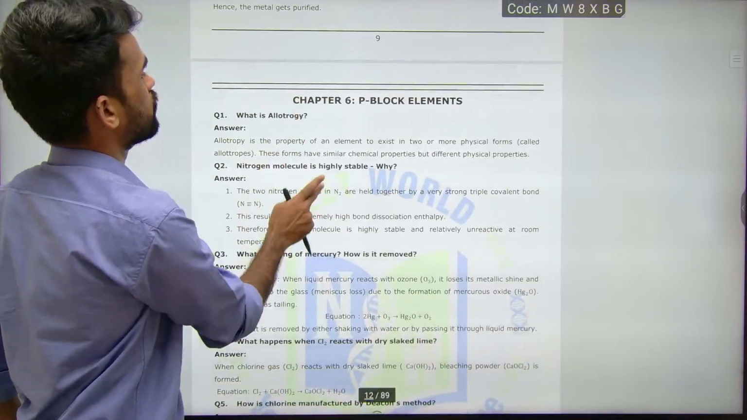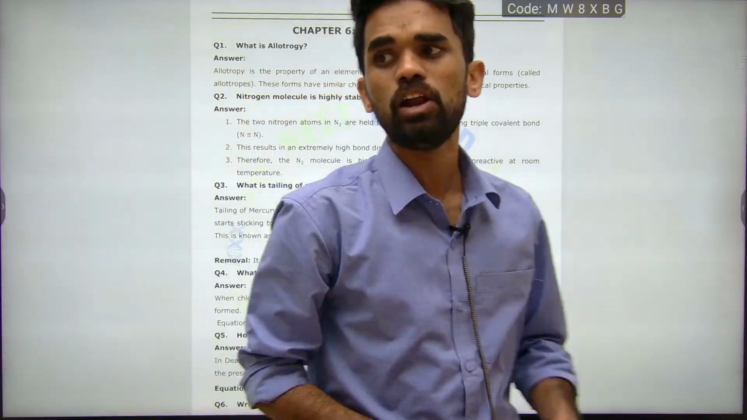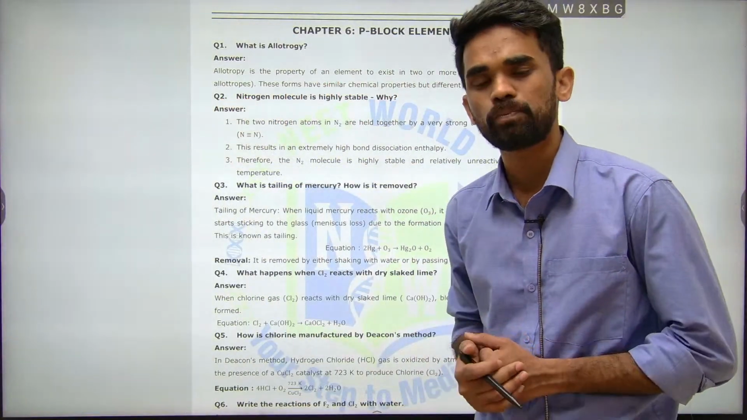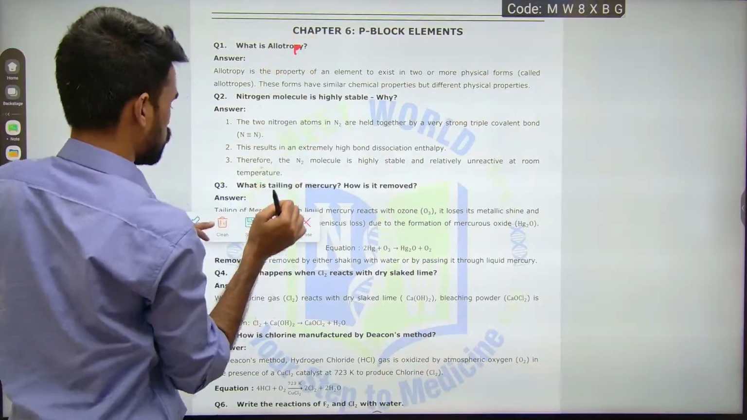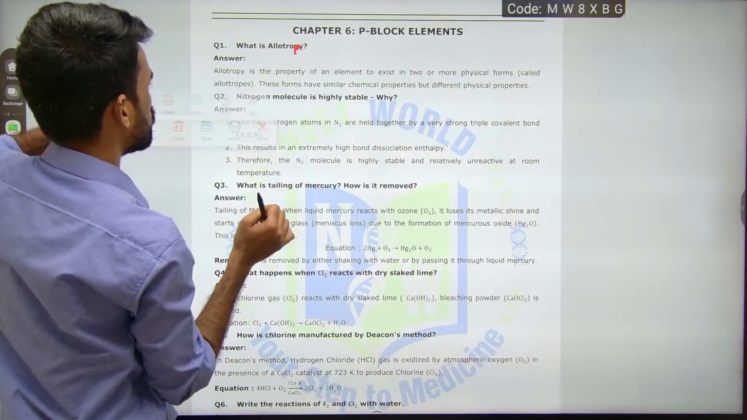Here we have chapter 6, P block elements. The first question is about allotropy. What do we mean by allotropy?